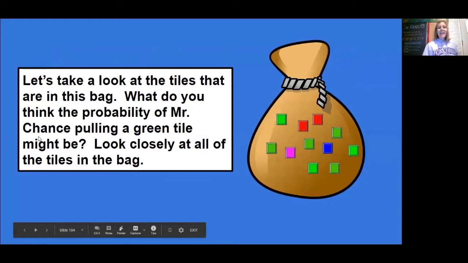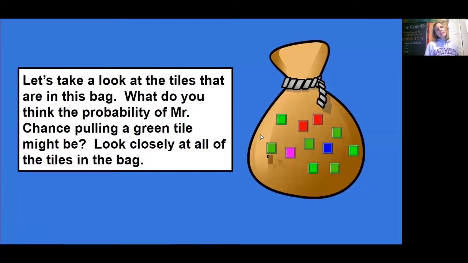Let's take a look at the tiles that are in this bag. What do you think the probability of Mr. Chance pulling a green tile might be? Look closely at all of the tiles in the bag. So look at the tiles in the bag and give yourself a minute to think, I wonder what his chances of pulling a green tile would be. That's his favorite color, he said, so you know he wants to pull that one.